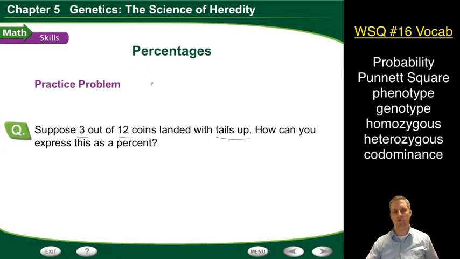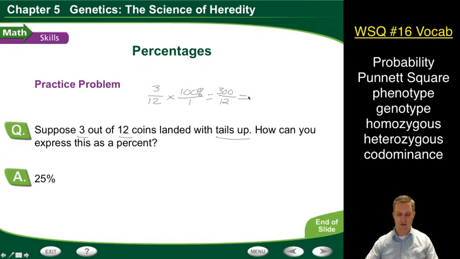So remember, first thing we need to do is write it as a fraction. So 3 out of 12. Second thing we need to do is multiply by 100% over 1. So our answer would be 300 over 12. If you know how to divide, 300 divided by 12 would give us the answer of 25%, right? So that would mean if I'm getting 3 out of every 12 coins, that's a 25% probability rate.